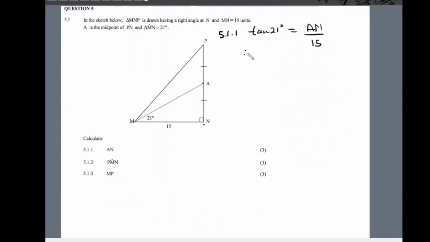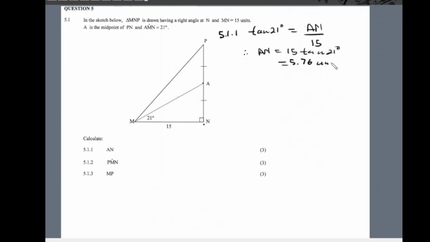So therefore AN is equal to 15 times tan 21 degrees, which, punching this in your calculator, is equal to 5.76 units.